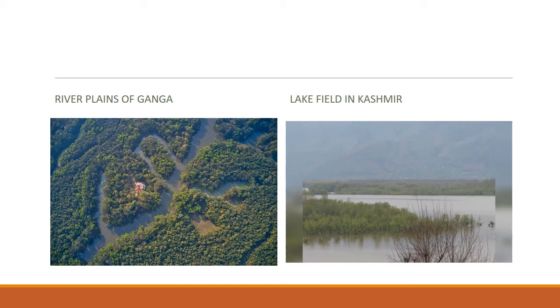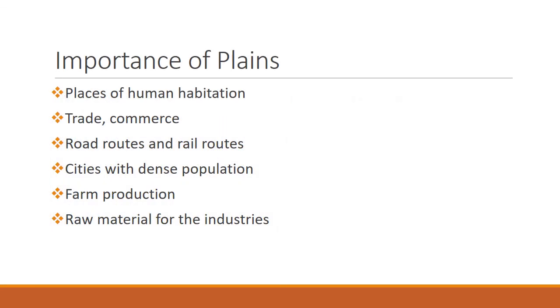Now these are the images of the Indian plains, riverine plains, the river plains of Ganga. And then we studied about the lake fields. When this alluvial is deposited in the lakes and the plains are formed, they are known as lake fields. Here we have the image of a lake field in Kashmir, which is created in Wular Lake. That was all about the types of plains.